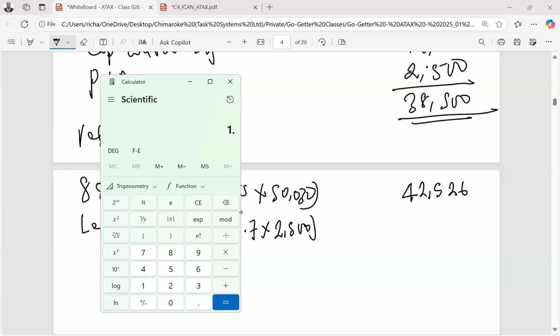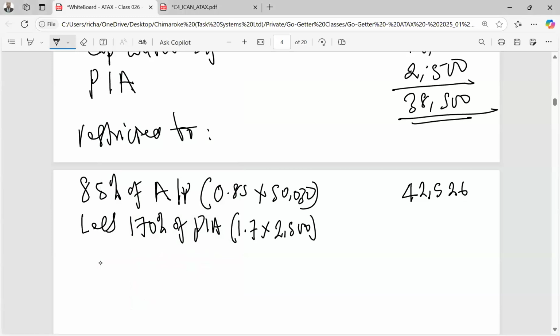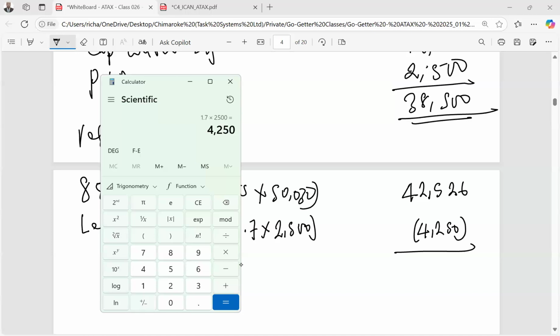So 1.7 times 2,500 will give me 4,250. So when you less these two, put a minus here, 42,526 minus 4,250. That gives you 38,276.